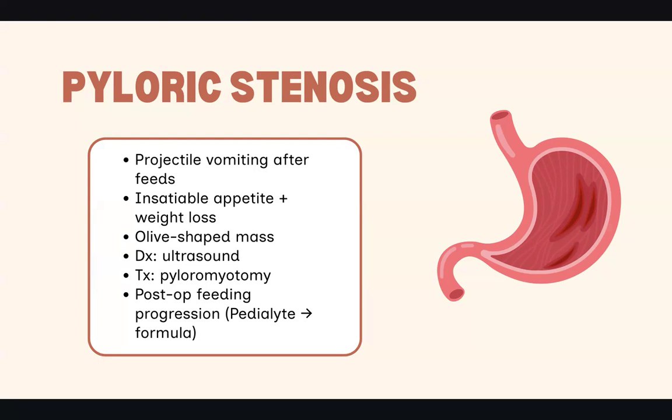The treatment is something called a pyloromyotomy. And then post-op, they still may have vomiting for up to 36 hours, but feedings are going to start pretty early on. So we're going to try to start feeding them within 6 hours after surgery and then advancing it slowly. We're going to start them with Pedialyte and then transition them into formula as they can tolerate, right? So you don't want to do it too fast.